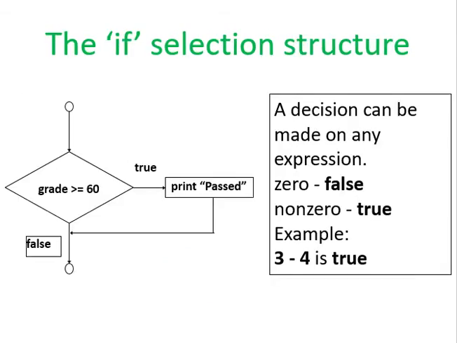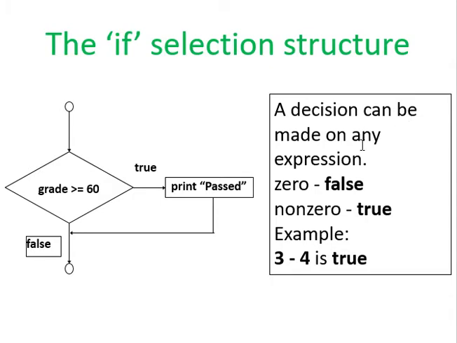Here is an example using the if selection statement. If grade is greater than 60 and the value is true, then print pass, otherwise print fail. Here we use this decision symbol, and moreover you can see the out connector and the in connector used, and this arrow indicates the next steps of the flowchart.